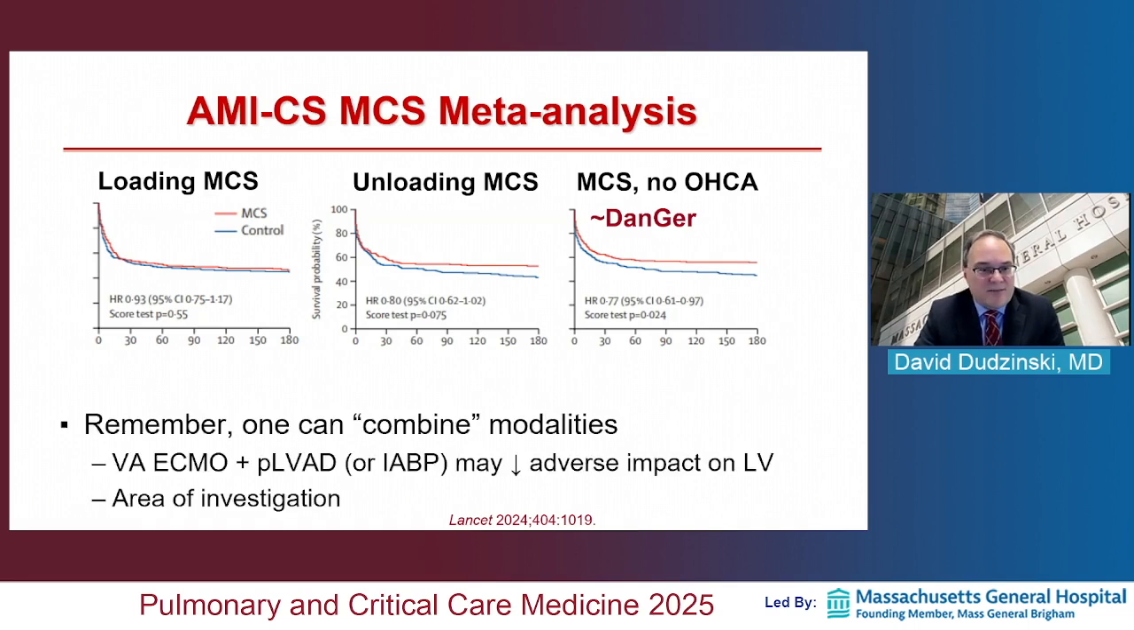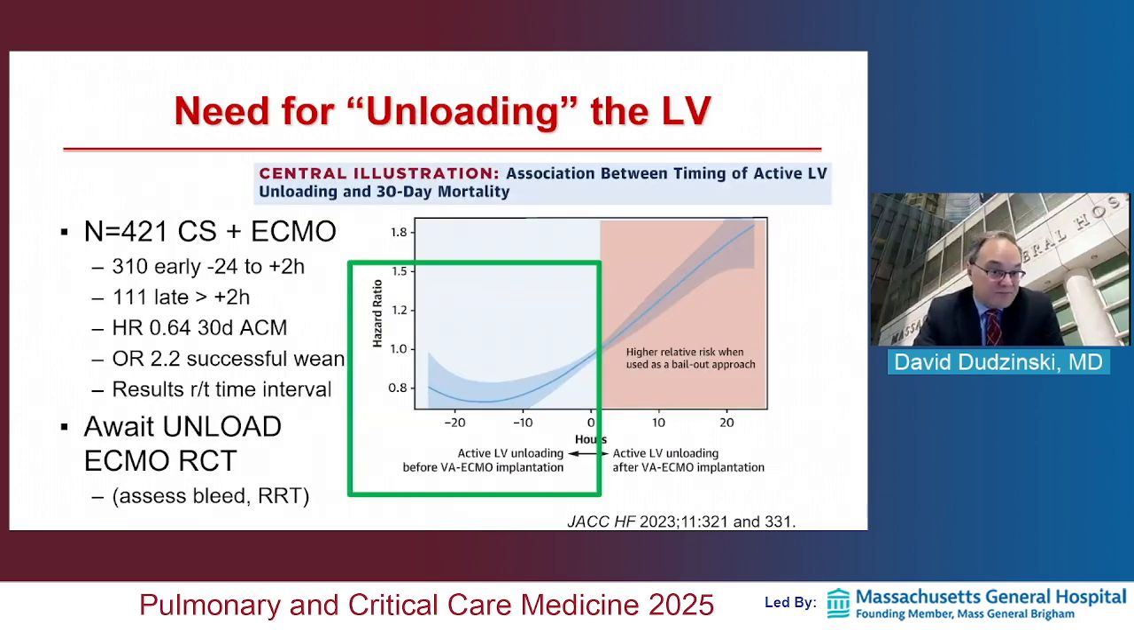What can I do? Well, maybe you could combine modalities. So could we get the benefit of Impella along with the benefit of the high flow of ECMO? Yes, this is actually an area of investigation. If we combine ECMO with, for example, the percutaneous transaortic device, and we do it early, we actually see lower mortality rates because we're probably helping that ventricle.